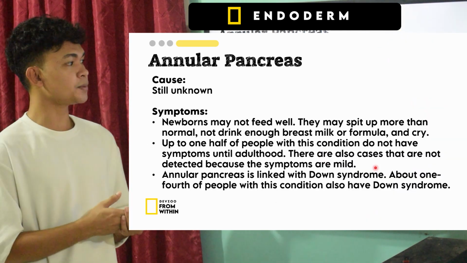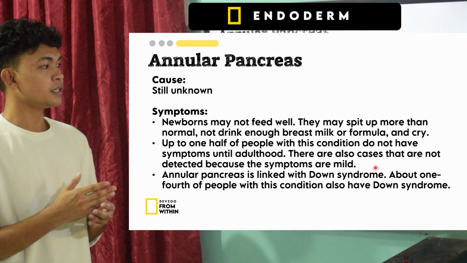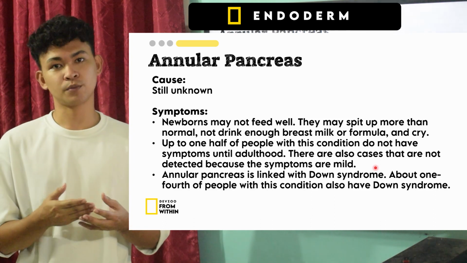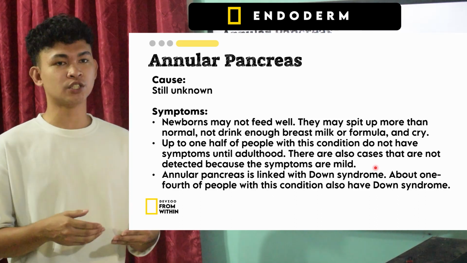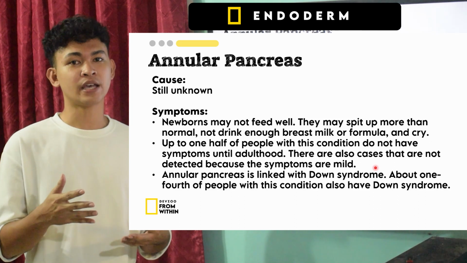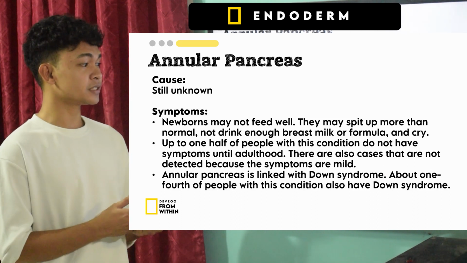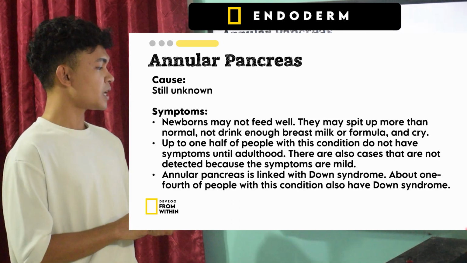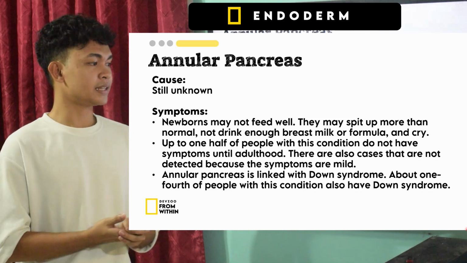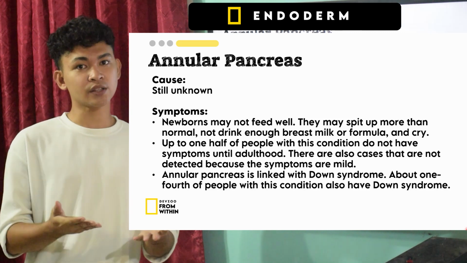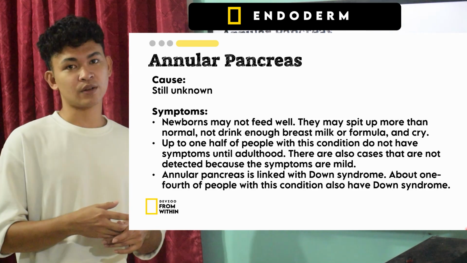For newborns, they may not feed well. They may spit up more than normal. They do not drink enough breast milk or formula, and they will cry. Up to one half of people with this condition do not have symptoms, or they will have mild symptoms. There are also cases that are not detected because of the mild symptoms. According to Johns Hopkins Medicine, annular pancreas is associated with Down syndrome because according to their data, one fourth of the people with this condition have Down syndrome.